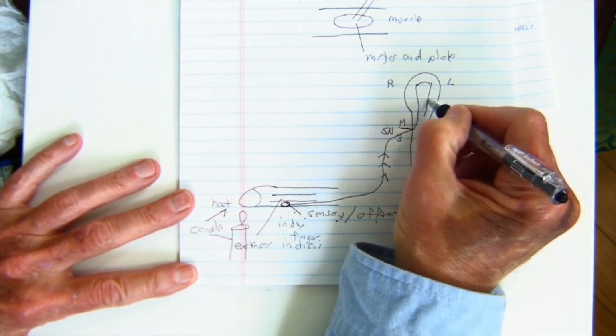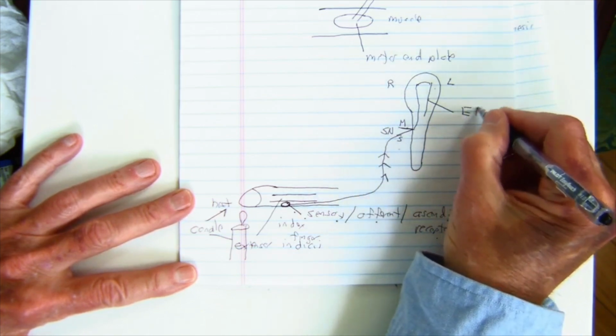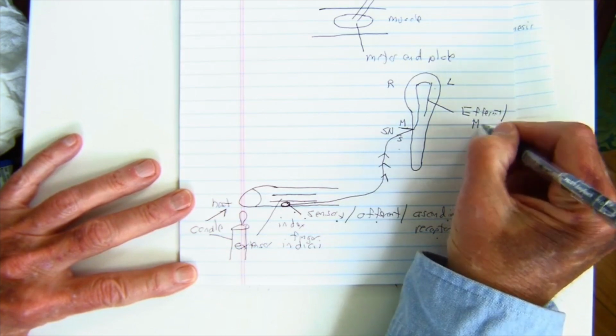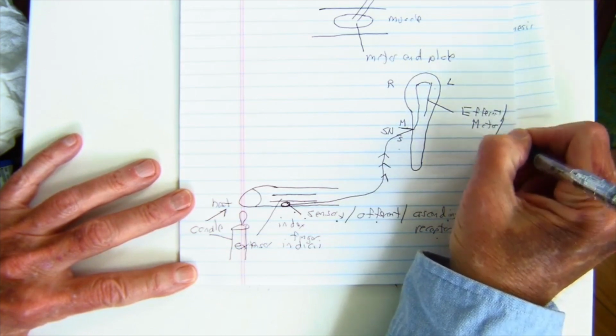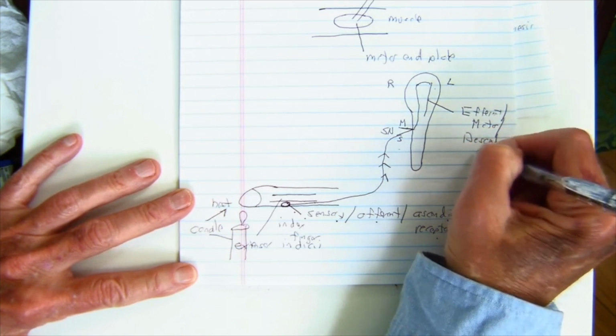And so now that's going to be called an efferent, or motor, or descending neuron.